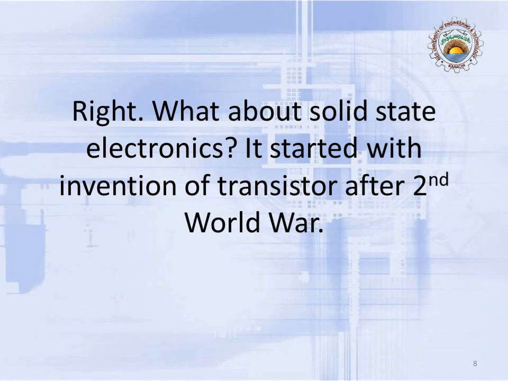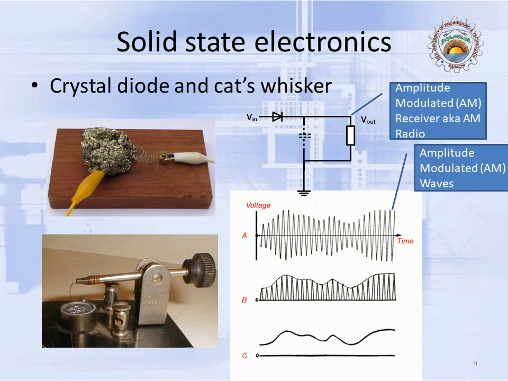So what about the solid state electronics? It started with the invention of transistor after Second World War. Okay, well, it's more than that. In the early 20th century, circuits such as this were used for radio reception. That is, it was a radio to receive AM circuit. A crude form of this circuit is what's shown here. And this is a working electronic circuit, as strange as it may seem.